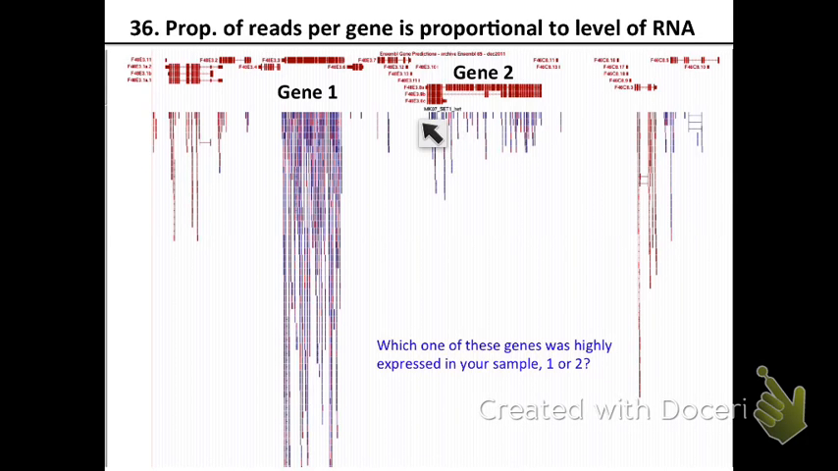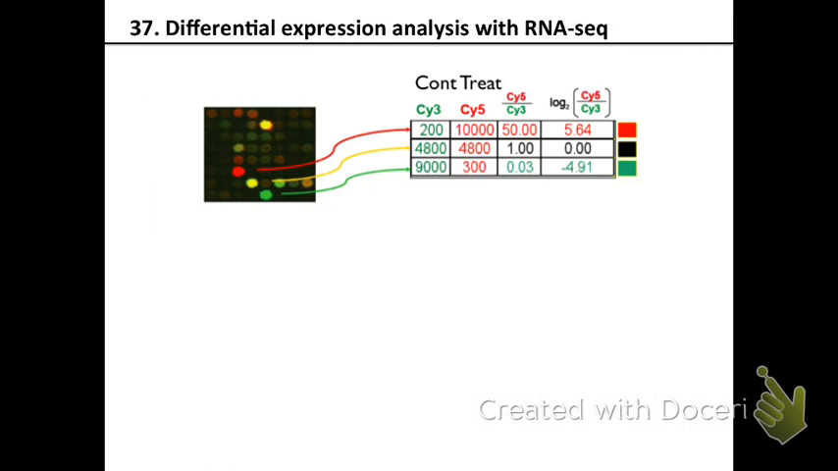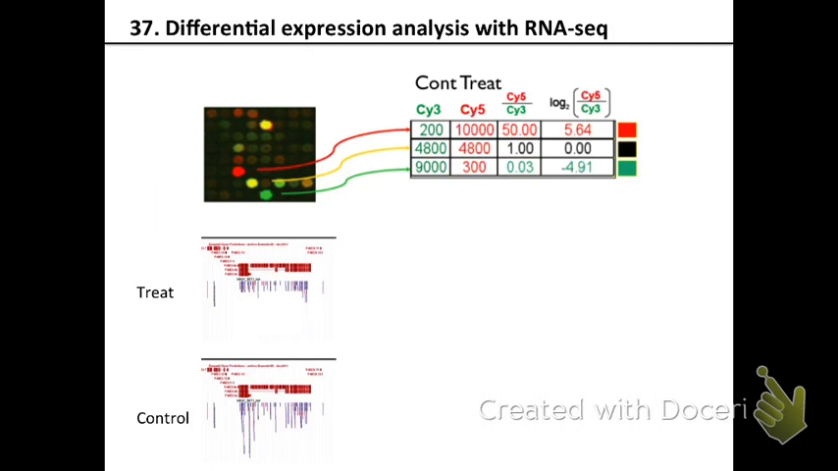What can you use to express a gene's expression level? Yes? The number of reads per gene. Perfect. The number of reads that map to that gene, right? So essentially, instead of using fluorescence signal, you're going to use the number of reads that map to each gene.